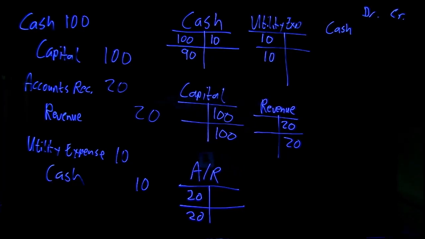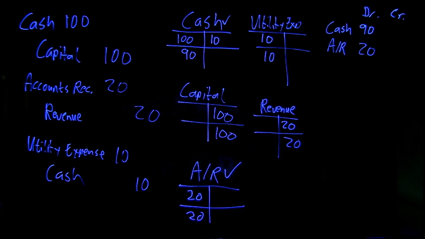So cash has a $90 debit balance. What I like to do is every time I put an account in the trial balance, I check it off. We have accounts receivable, that's an asset. It has a balance of 20. So I check it off. Next would be liabilities. Doesn't look like we have any in this case, but liabilities would come after assets.